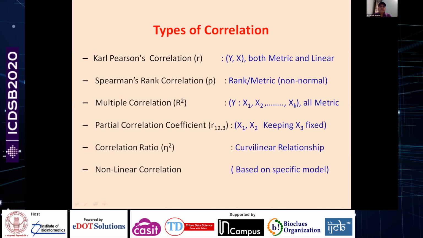Now, Karl Pearson's correlation coefficient, etc., make sense only if there is a linear relationship between Y and X, that means points must be along a straight line. If there is no linear relationship, you cannot use Karl Pearson's correlation coefficient. Then we have to make use of another correlation, which is called correlation ratio. And if there is no visible pattern, like whether it is increasing or decreasing, then there are lots of non-linear correlations and they are based on specific models.